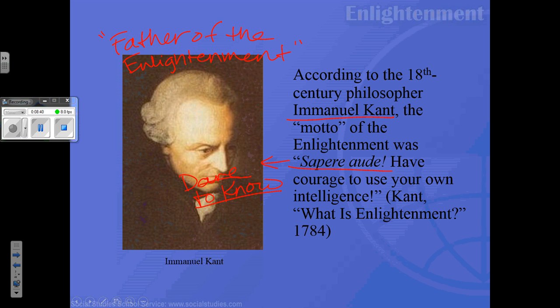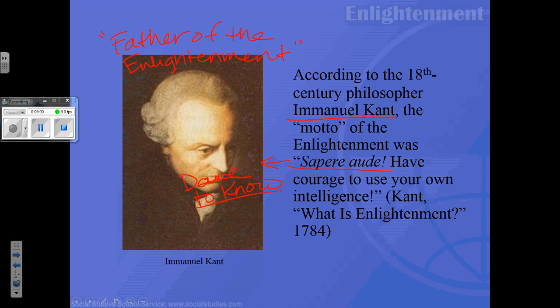They're encouraging you to ask the question, how did we get here on this earth? They're encouraging you to ask the question, why do I have to go to school? Why do I have to take world history as a requirement? It's okay to ask those questions and figure out what you think is the answer. He was the guy that encouraged that.